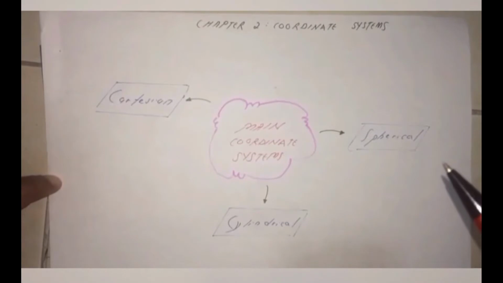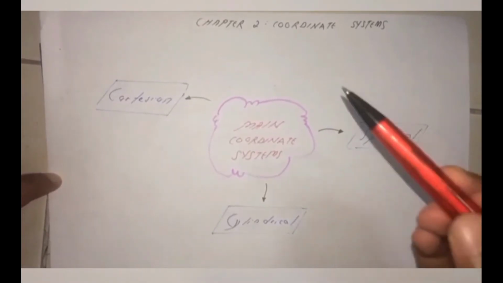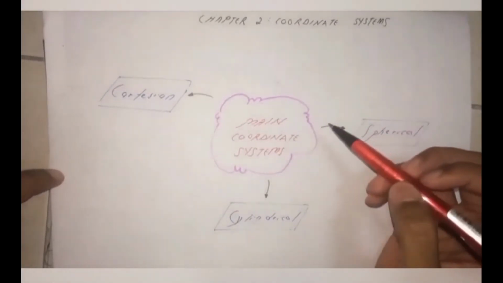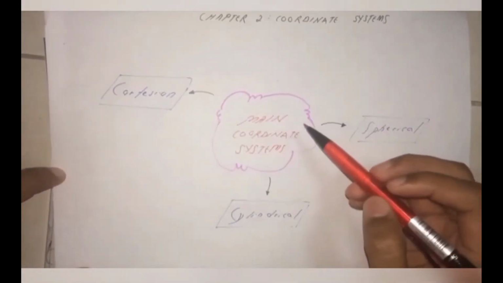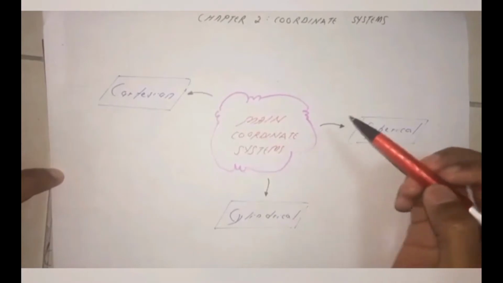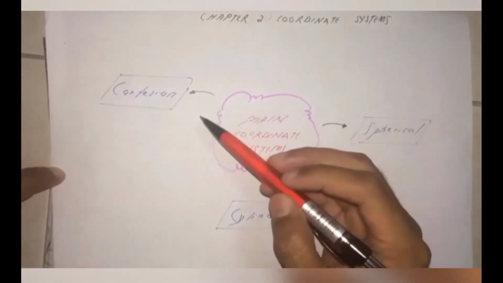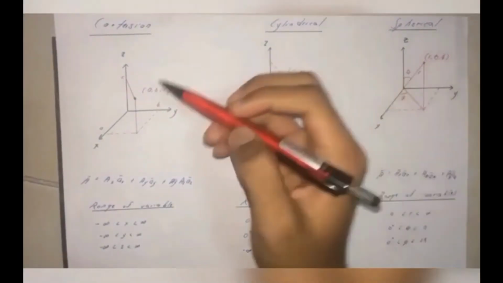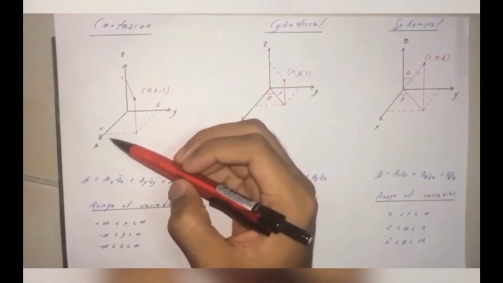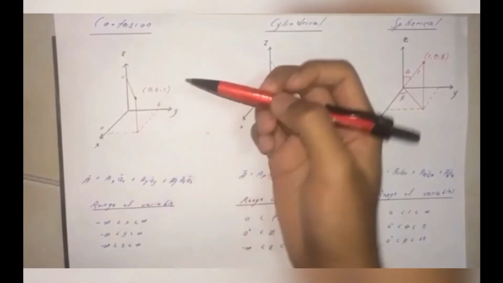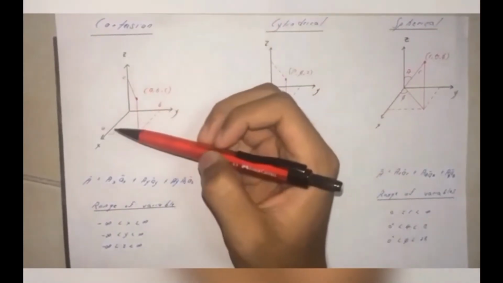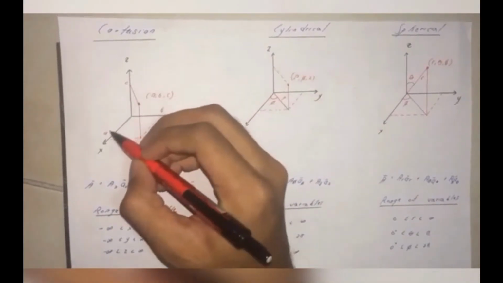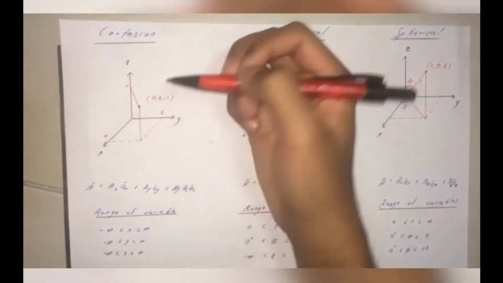Okay, today I would like to explain about this chapter, which is coordinate system. There are three main coordinate systems, which are spherical, Cartesian, and cylindrical. For Cartesian, they have x-axis, y-axis, and z-axis. A, B, and C are lengths from the origin.